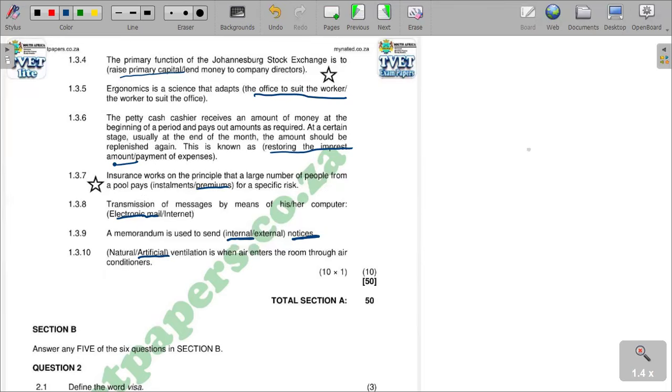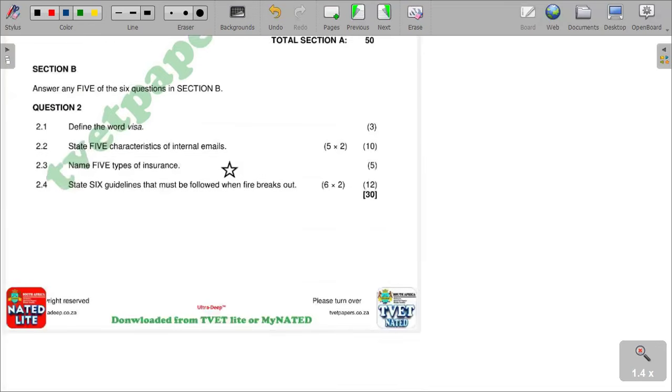Right. Let's move on to section B, whereby you're supposed to answer 5 questions out of 6. Right. So I'm going to answer all the questions, for the sake of revision. Right. Let's go to question 2.1. Define what is a visa.